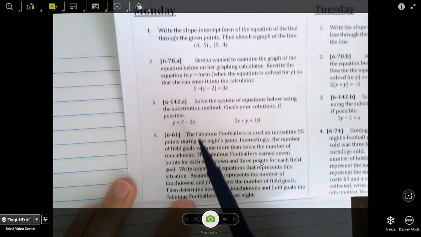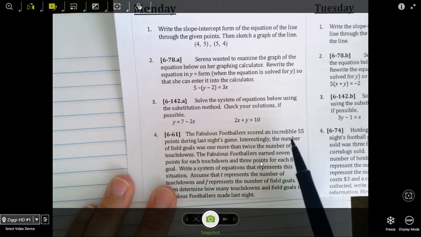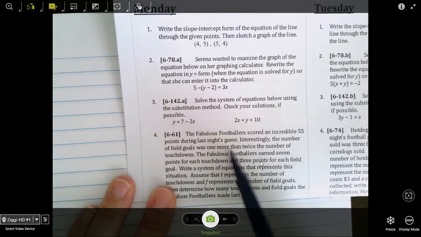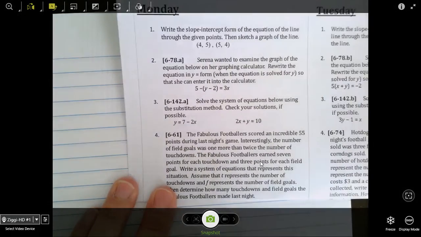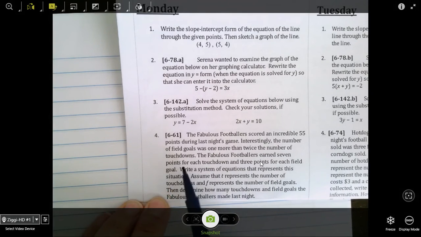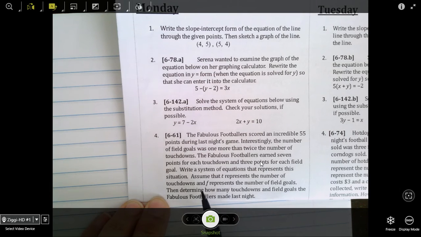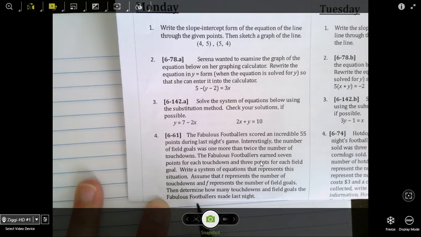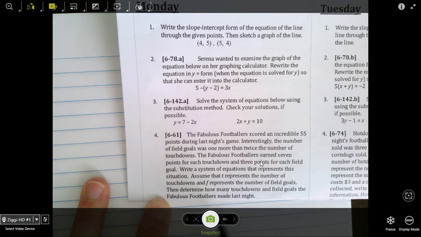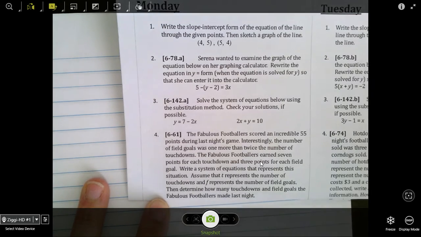It says, the fabulous footballers scored an incredible 55 points during last night's game. Interestingly, the number of field goals was one more than twice the number of touchdowns. The fabulous footballers earned 7 points for each touchdown and 3 points for each field goal. Write a system of equations that represents the situation. Assume that T represents the number of touchdowns and F represents the number of field goals. Then determine how many touchdowns and field goals the fabulous footballers made last night.